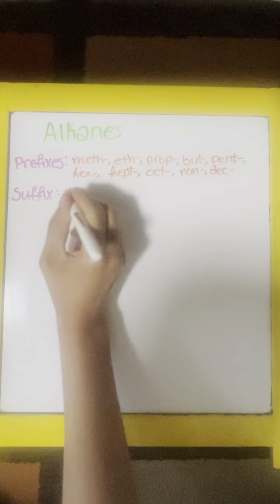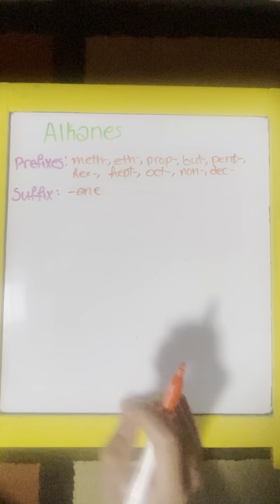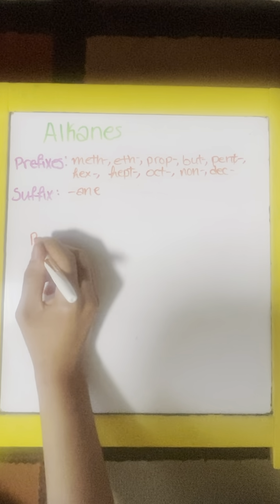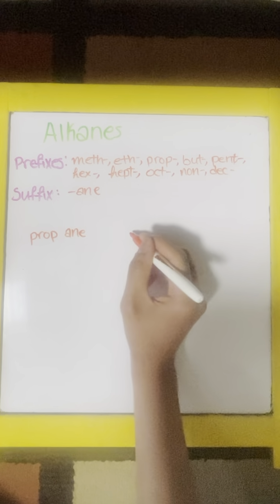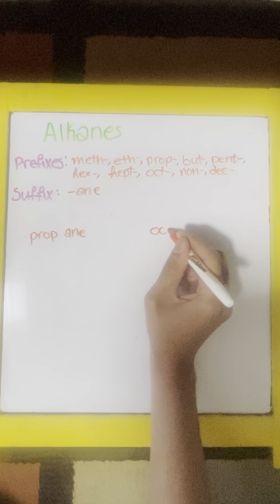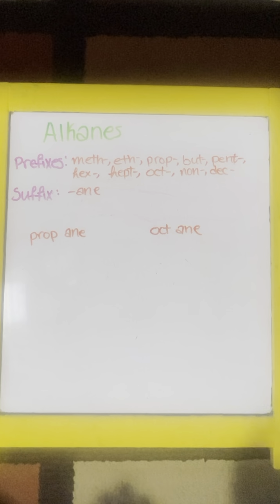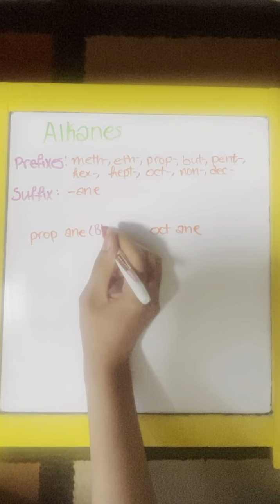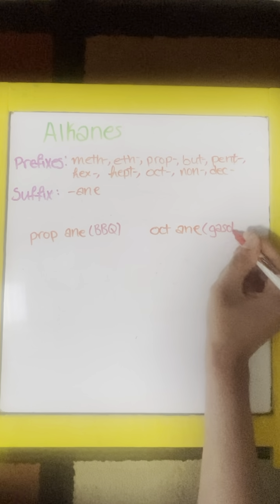However, for alkanes, our suffix is ane. So in this simplified version, it's only a prefix and a suffix. What this means is, let's for example take prop. So we have propane. Then we'll do oct, and then we'll have ane. Now when you think about these, you'll probably remember these. One is for the barbecue you might be doing in the summer. Octane for gasoline, right? Octane rating.